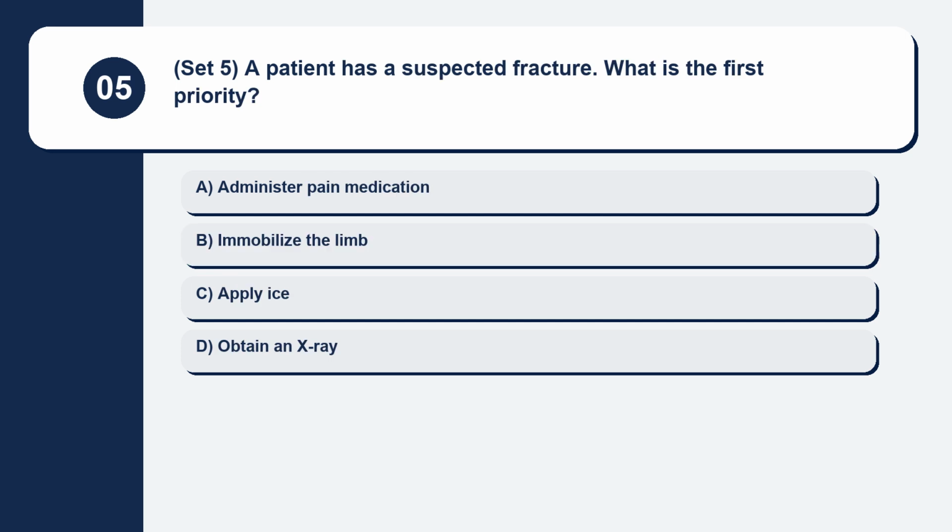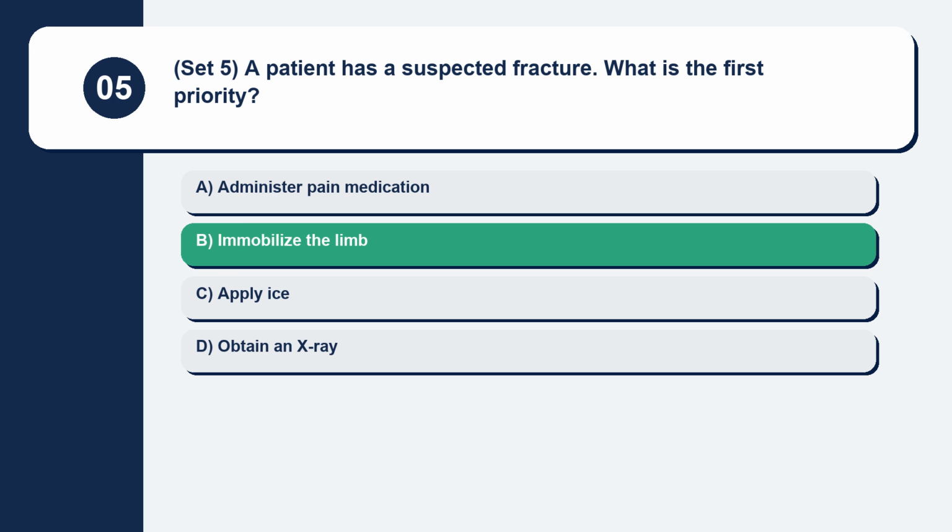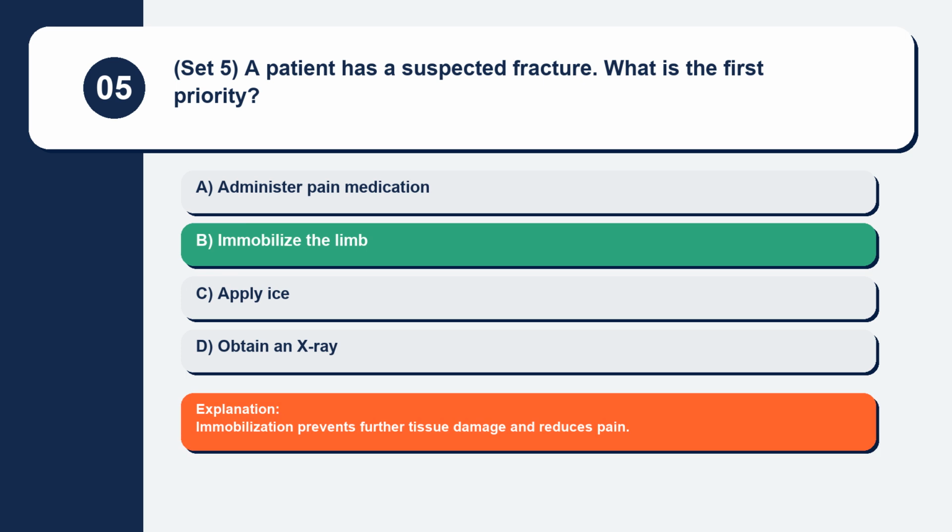Question 5. Set 5. A patient has a suspected fracture. What is the first priority? Administer pain medication, immobilize the limb, apply ice, obtain an X-ray. Immobilization prevents further tissue damage and reduces pain.